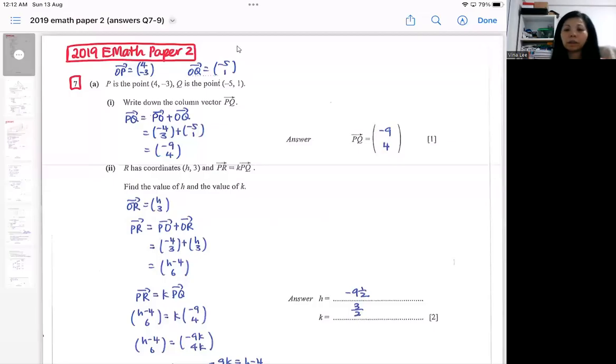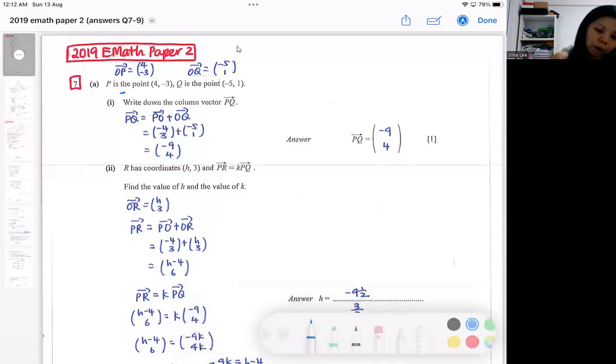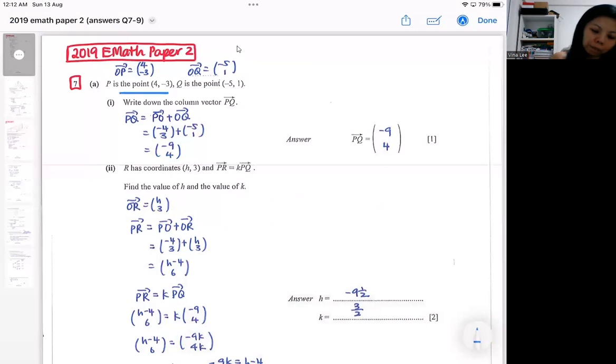Okay, this one is a very long question on vectors, so you have to be patient to get through the whole question. The first part will need you to remember how to convert a coordinate to a position vector. If they give you a coordinate, do remember that you can convert it to a position vector. Using this position vector, you do the fill in the blank. So if you would like to find out PQ, do a fill in the blank.